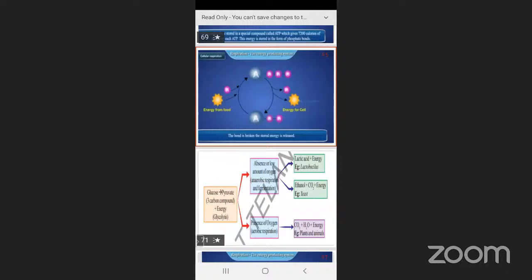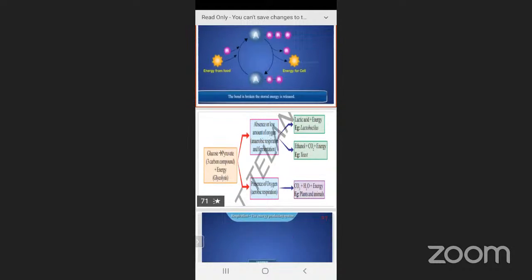If there is no oxygen, the stored energy stays as phosphate bonds only, and no energy will be produced for us. So we must need oxygen to produce energy for this reason.